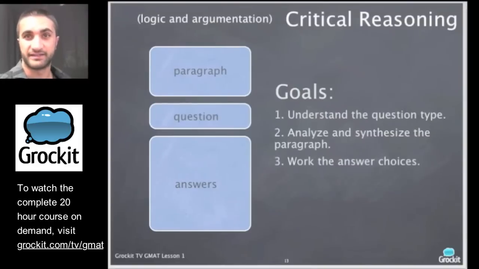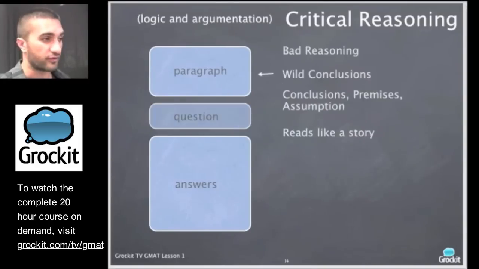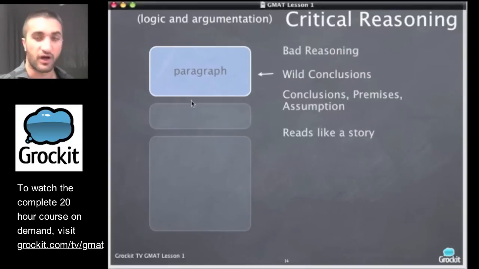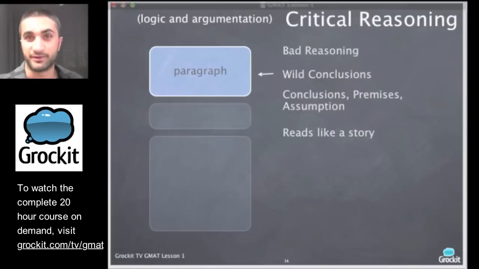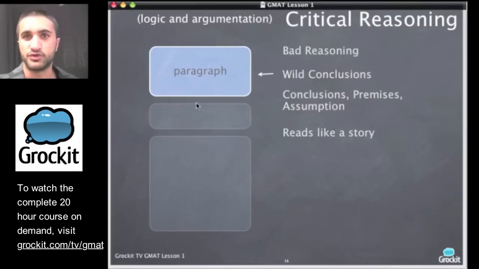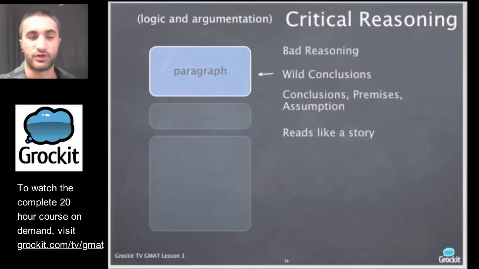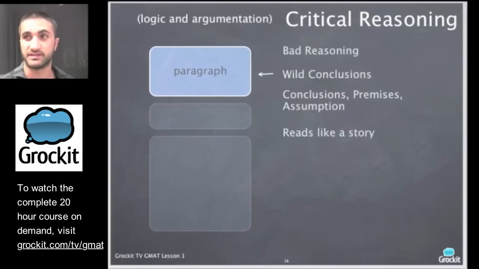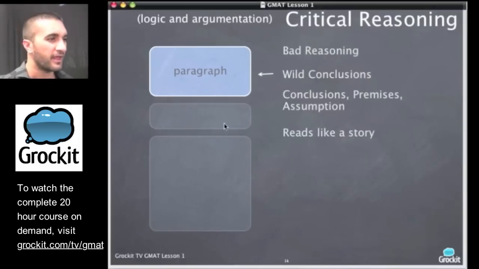So let's go ahead and talk about the paragraph first. The paragraph on critical reasoning questions can often have some poor reasoning insofar as you may be concerned. And it may make wild conclusions, and it may make them based on what you think are ridiculous premises, but that's not the point. It's important to disregard your own agreement or disagreement with these ideas and to simply address it based on the information that's given in the passage.